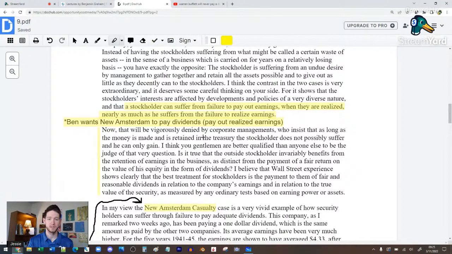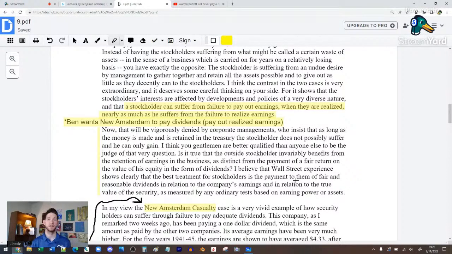Now, that will be vigorously denied by corporate managements who insist that as long as the money is made and is retained in the treasury, the stockholder does not possibly suffer and he can only gain. I think you gentlemen are better qualified than anyone else to be the judge of that very question. Is it true that the outside stockholder invariably benefits from the retention of earnings in the business, as distinct from payments of a fair return on the value of his equity in the form of dividends? I believe that Wall Street experience shows clearly that the best treatment for stockholders is a payment to them of fair and reasonable dividends in relation to the company's earnings and in relation to true value of the security as measured by any ordinary test based on earnings power or assets.